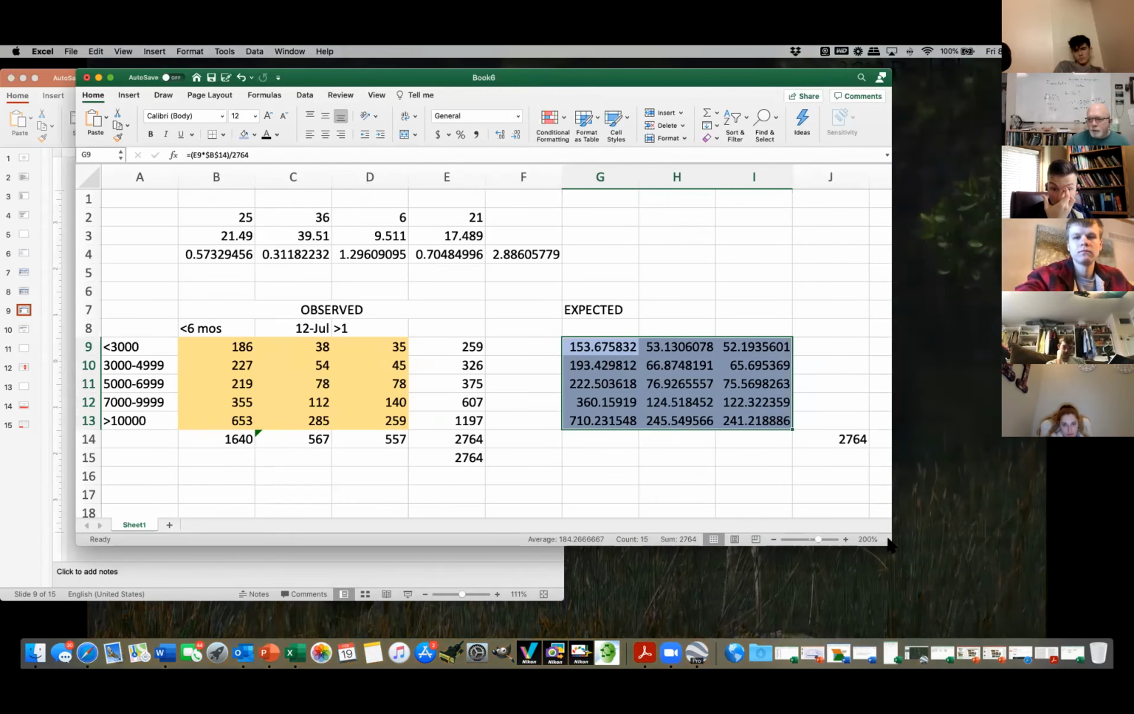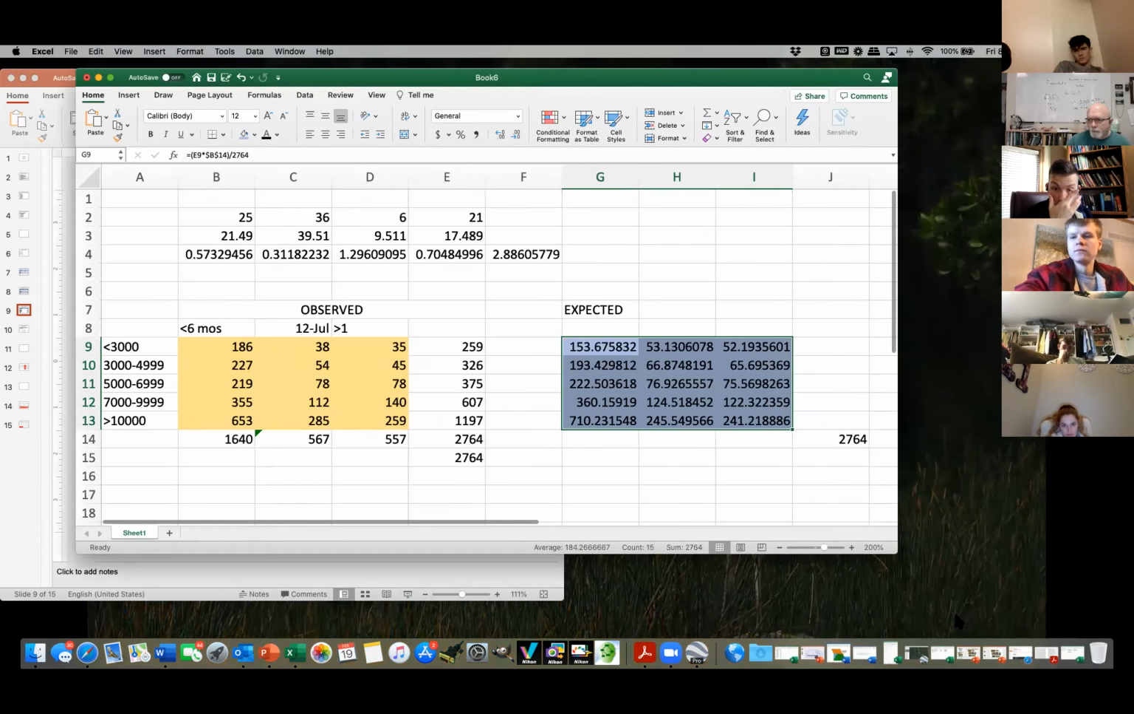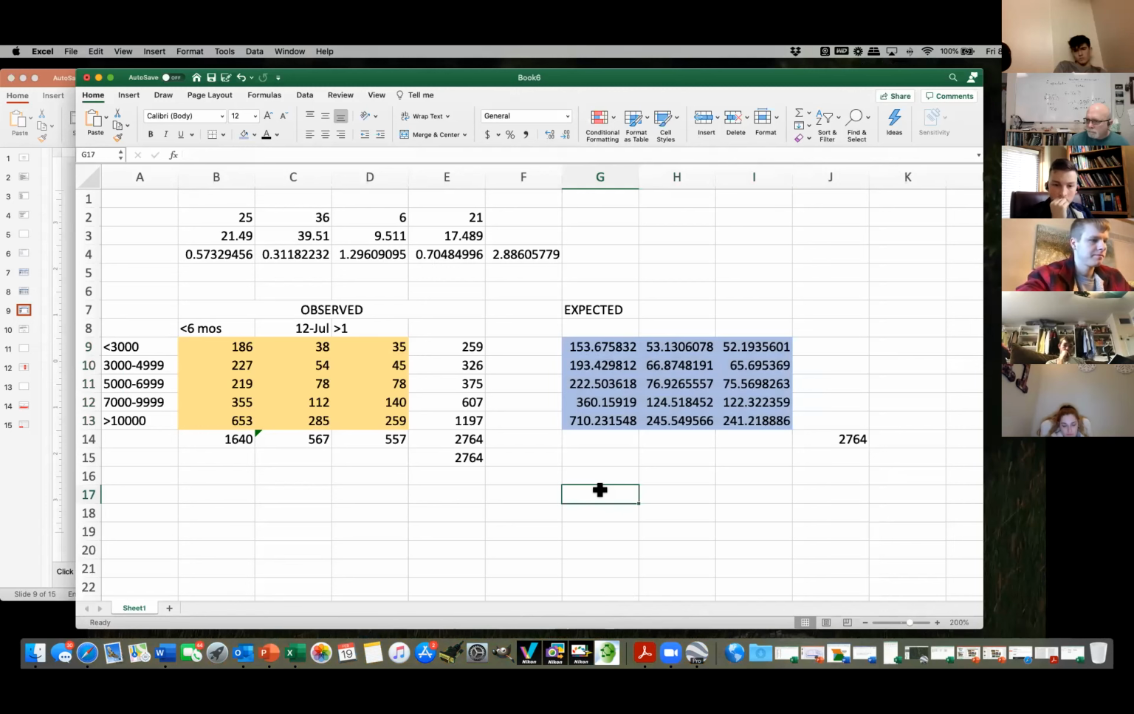So now that you've got the expected values, what do you need to do? We need to calculate the chi-square value, right? So you need to open up two parentheses, take the observed minus the expected, raise that to the power of 2, and then close off that parentheses, and then divide that by the expected. And that gives you the contribution of the chi-square of this part of the table.